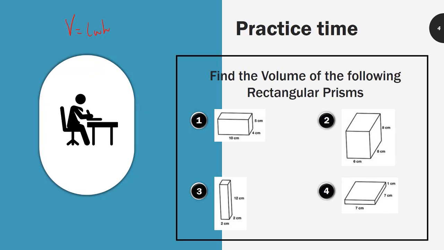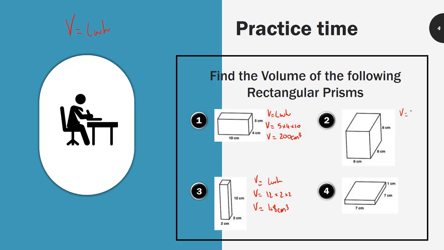Okay, answer time. Let's go through these. So, first one here, I'm going to write down my formula, and my measurements are 5 and 4 and 10. Okay, so 5 fours are 20, and 20 times 10 gives me 200 centimeters cubed. This next one here, I've got length times width times height. So I do 12 times 2 times 2 and 12 times 2 is 24, and 24 times 2 is 48. So I've got 48 centimeters cubed.